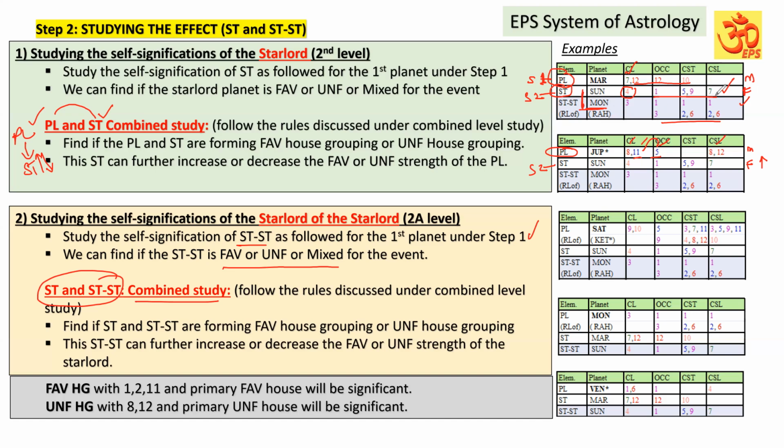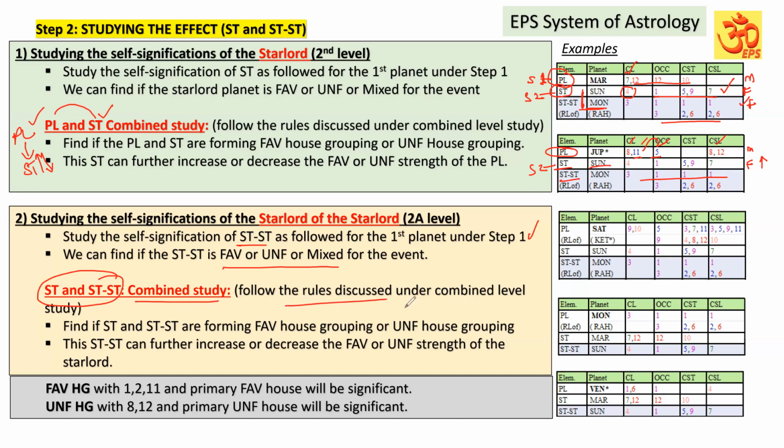Whether Starlord's favorable or further supported by the Starlord of the Starlord or not. Yes, it is supported by the Starlord of the Starlord, which is also favorable despite some weakness. Here you can see the Jupiter Starlord is Sun. This is favorable. And the Starlord of the Starlord is also favorable. It means the Starlord of the Starlord is supporting the Starlord. So Starlord and Starlord combined study the same way.